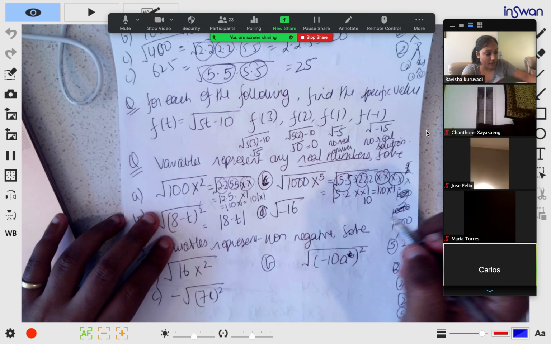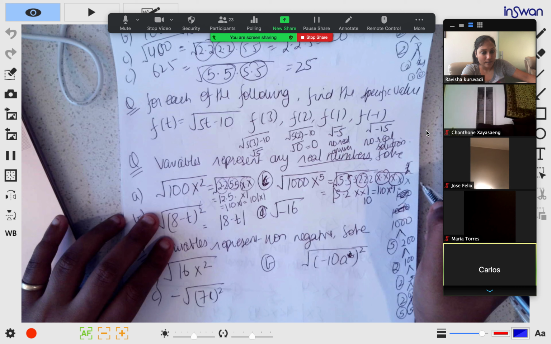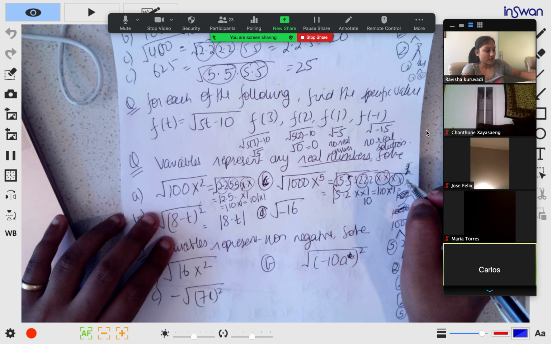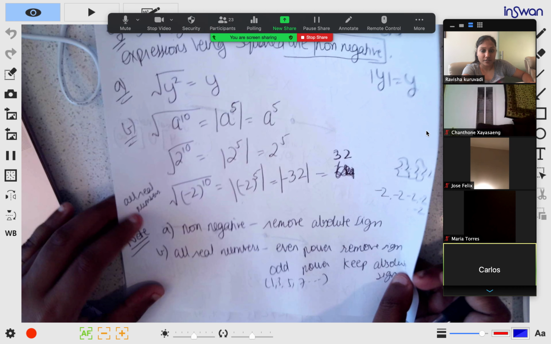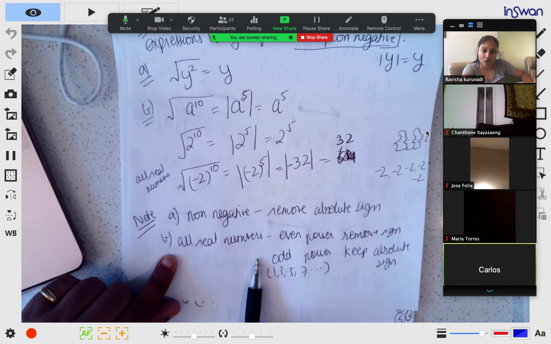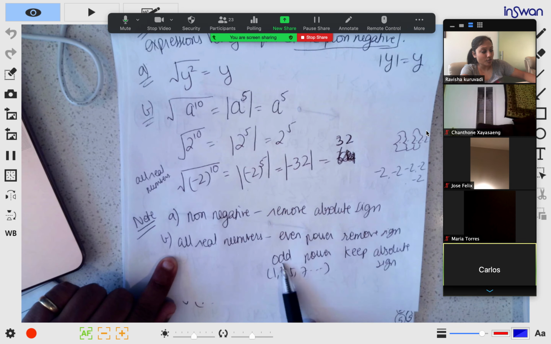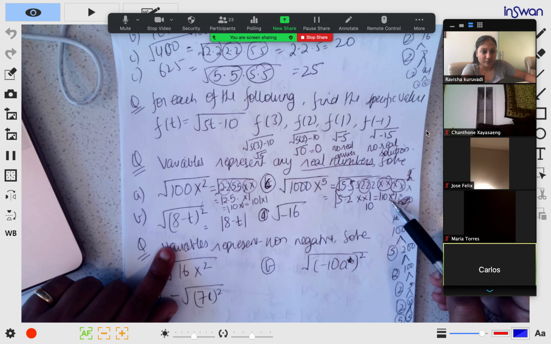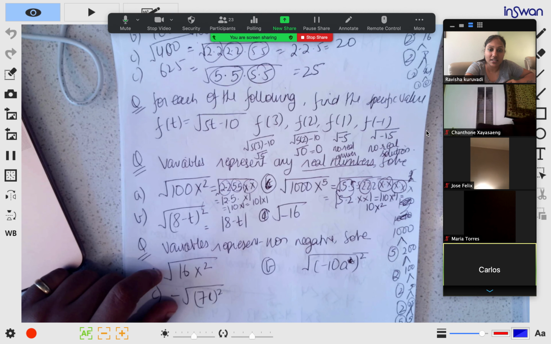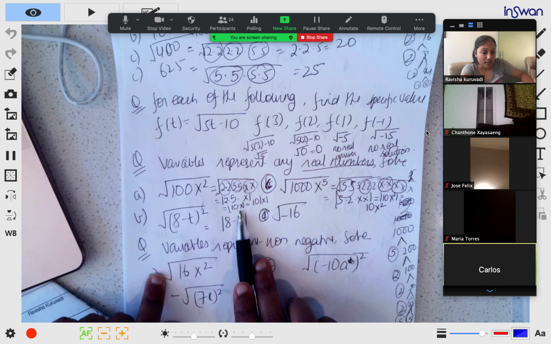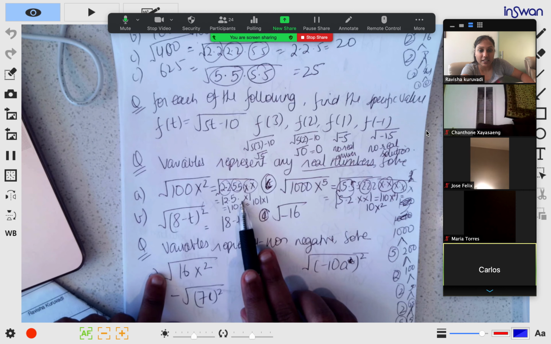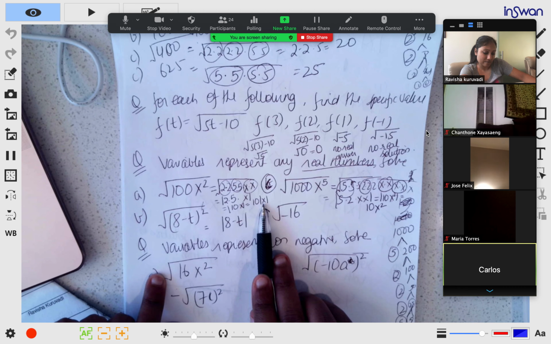What about x square? Do you remember I wrote here? I said when it's all real numbers, if it's an even power, I'm going to remove the absolute sign. If it's an odd power, I will keep the absolute sign. Does x have an even power or odd power? It's even. So I will take out the absolute sign. So my answer is 10x square. In the previous example, I had just 10x. The power there was odd, so I kept the absolute sign. Okay. Perfect. Eric?